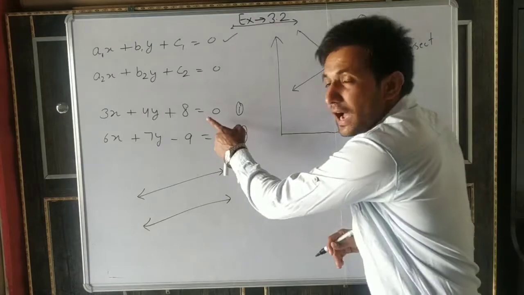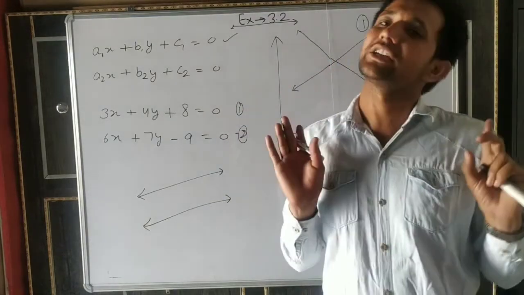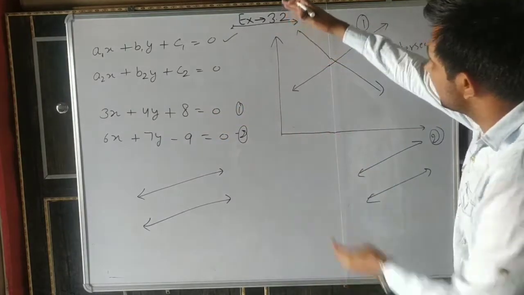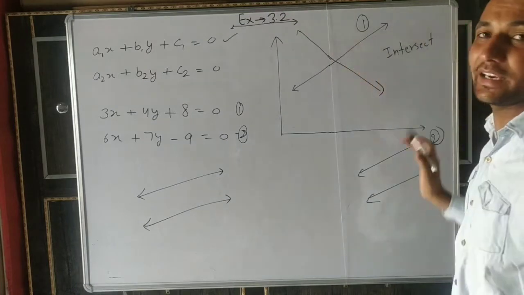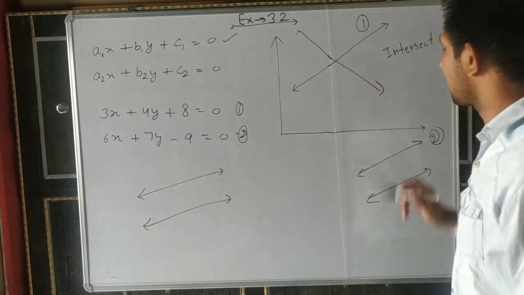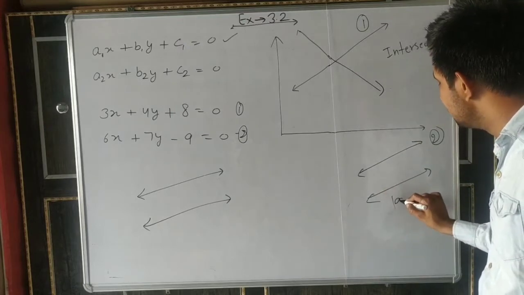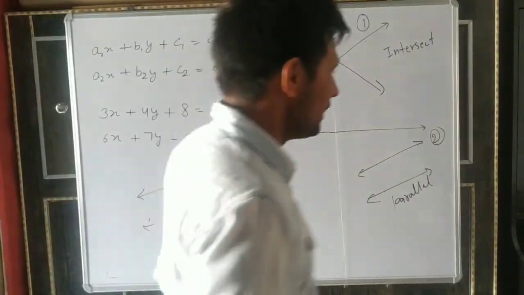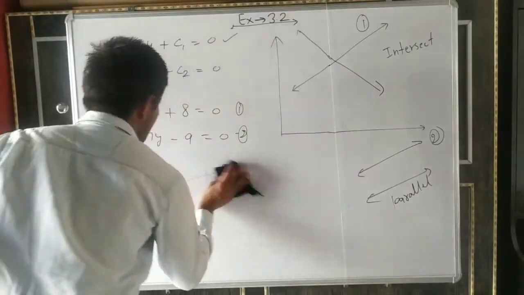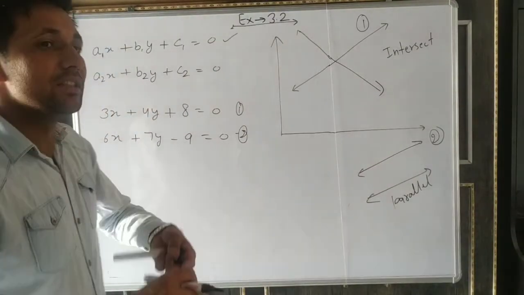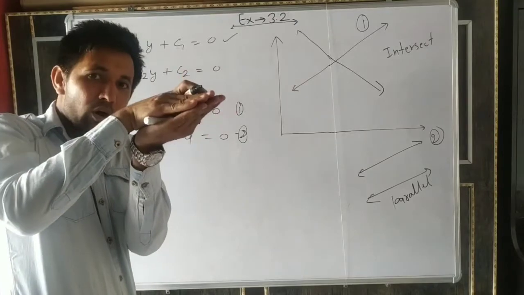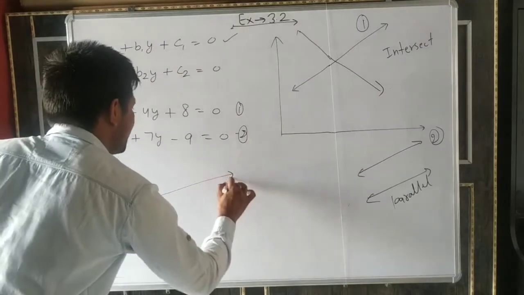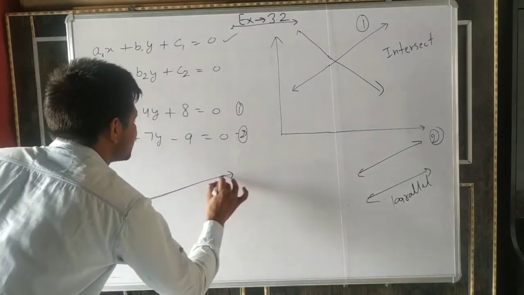Everyone knows the graph of a linear equation is always a straight line. There are two straight lines because there are two equations. So what is the possibility? Maybe these two lines intersect each other, which means they cut each other. Maybe they never cut each other; these are called parallel lines. And the third possibility is that they coincide. Coincide means they lie on each other. We keep one line on another line. Suppose this is the first line and the second line is also on this line.